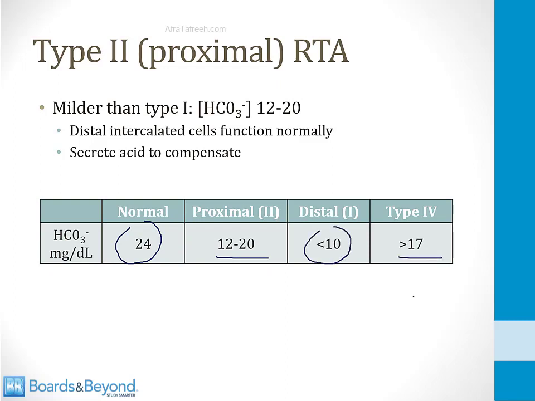Type 4 RTAs, which is the last type we'll talk about in this video, also are relatively mild in terms of the decrease in bicarbonate. Once again, the reason for the mild decrease in bicarbonate in proximal RTAs is because the distal intercalated cells function normally and they secrete acid to compensate for the acidosis.